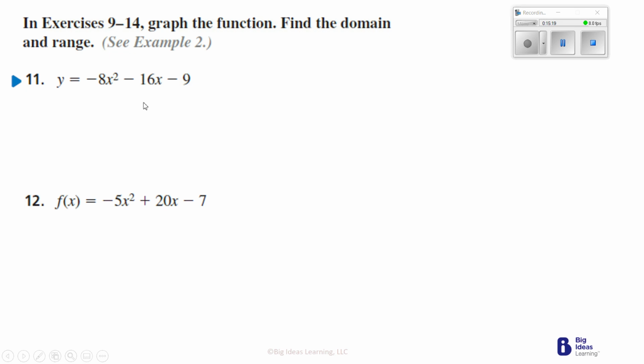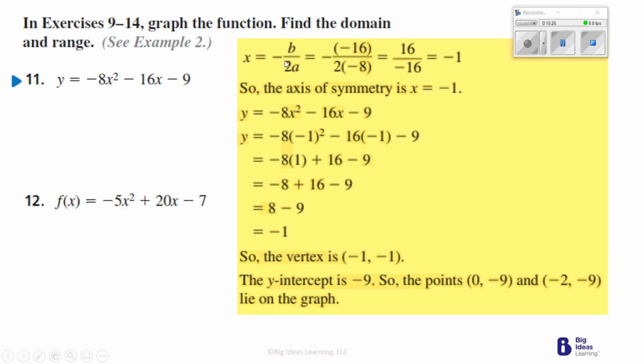We're going to go on to number 11. It says graph the function, find the domain. Once again, we're going to go ahead and take this into our formula, negative b over 2a. This time b is going to be negative 16. A is going to be a negative 8. We know this is going to be a reflection, right? Well, 2 times negative 8, that's negative 16. And then I've got negative 16 up here, divided by 16.